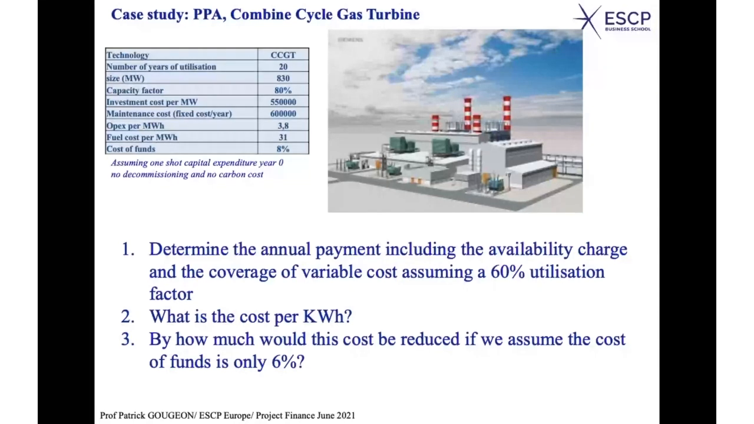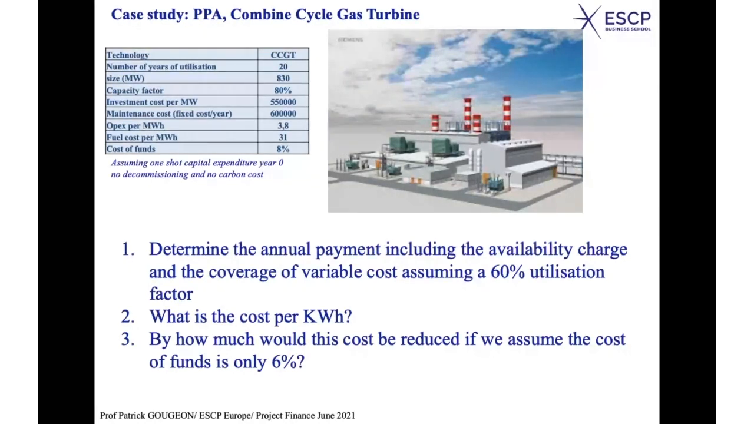And for the sake of simplicity, we will assume that it is one-shot capital expenditure in year zero. Usually, for such a plant, it may be developed over 4, 5, 6 years, and therefore the investment expenditures would be spread over this period of time. Okay, here, just for the sake of simplicity, we assume that we just spend the money in year zero, and we start producing immediately after.